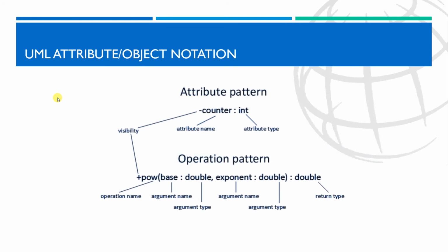And now for the UML attribute and the object notation, we have different parts that form a kind of pattern for the attribute and for the operation. For the attribute, we have the visibility, the attribute name, and the attribute type. And on the other hand, for the operation, we have visibility, the operation name, the argument name and argument type between parentheses, and finally the return type.